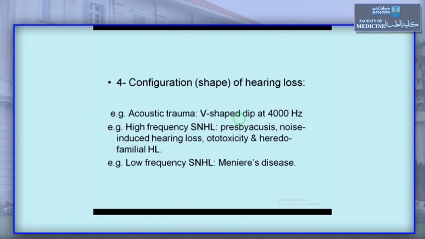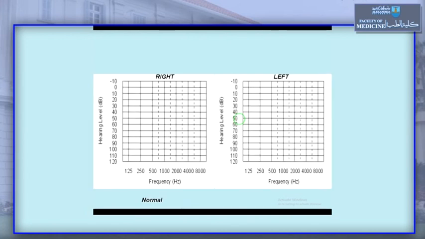The fourth piece of information is what's the configuration or the shape of hearing loss. And the shape of hearing loss can give us information about the etiology of the loss. In a moment, we will see different configurations of hearing loss. But first, we have to look at the pure tone audiogram. How does it look?